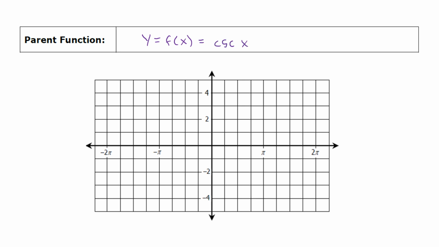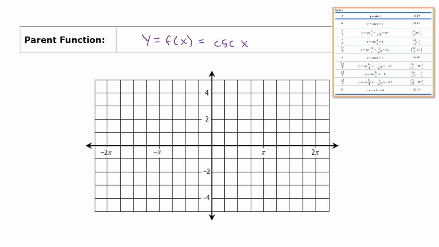We can use the values of sine to help us graph the cosecant graph by taking the reciprocal of all of the y values. So if we have 1 as a y value for sine, the cosecant would be 1. If we have 1/2, the cosecant would be 2. If we have 1/4, the cosecant would be 4. If we have 0, the cosecant would actually be undefined, because 1 over 0 is undefined. It doesn't exist, and so on and so forth.